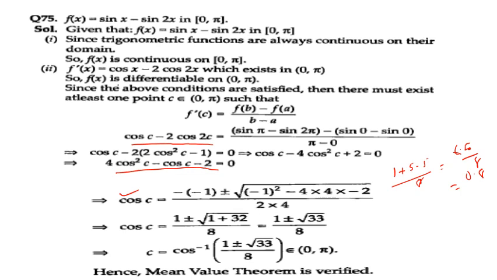Cos inverse 0.8 means what? You know, cos 0 is what? 1. Cos pi is what? Minus 1. So this is in between 1 and minus 1. Similarly, 1 minus 5.5 by 8 means minus 4.5 by 8, which is approximately minus 0.5. That will also be in between 1 and minus 1. So Lagrange's mean value theorem is verified.